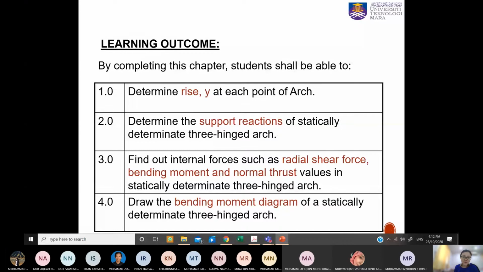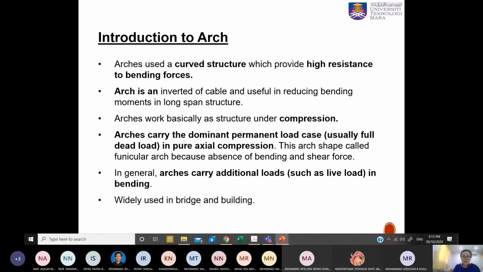To determine the internal forces, such as radial shear force, bending moment, and normal thrust values in the statically determinate three hinge arch. And after this example, I have also shown the bending moment diagram of this statically determinate three hinge arch. So this is the reading material for the first few slides.